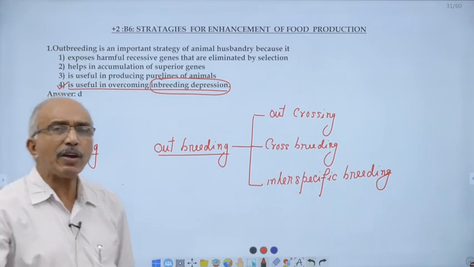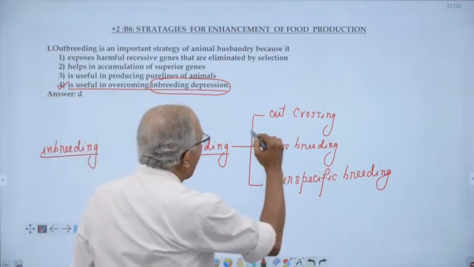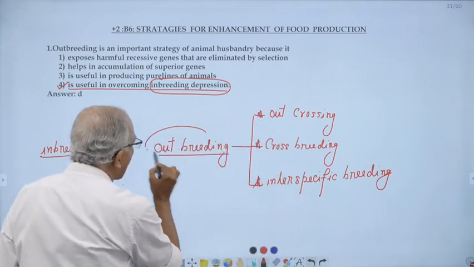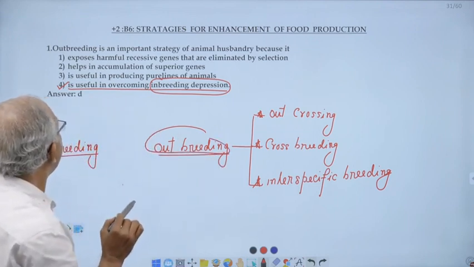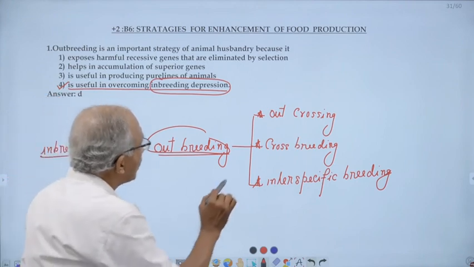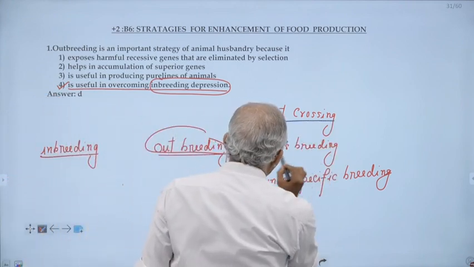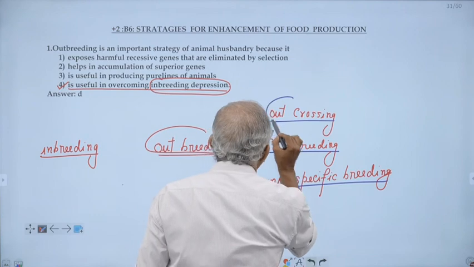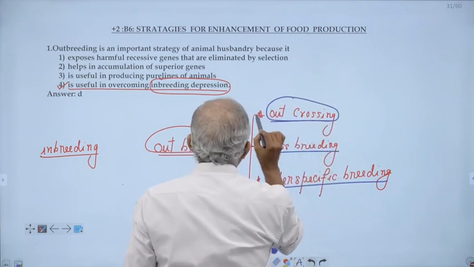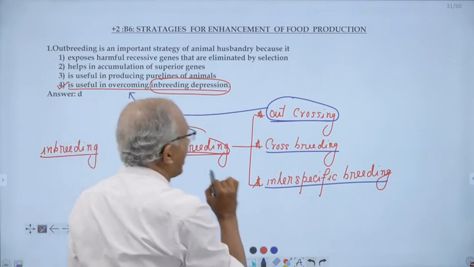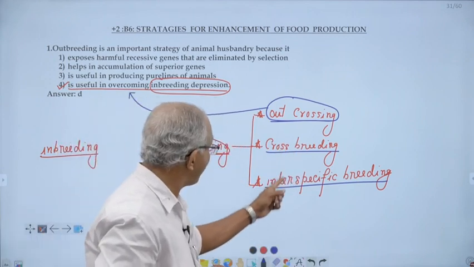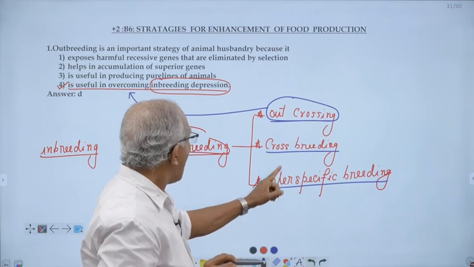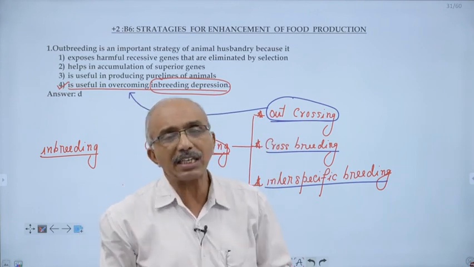If a question is asked, which of these is used for overcoming inbreeding depression? This question says it is outbreeding. But there are three types of outbreeding: outcrossing, crossbreeding, interspecific breeding. Out of the three types of outbreeding, outcrossing is used. What is outcrossing?